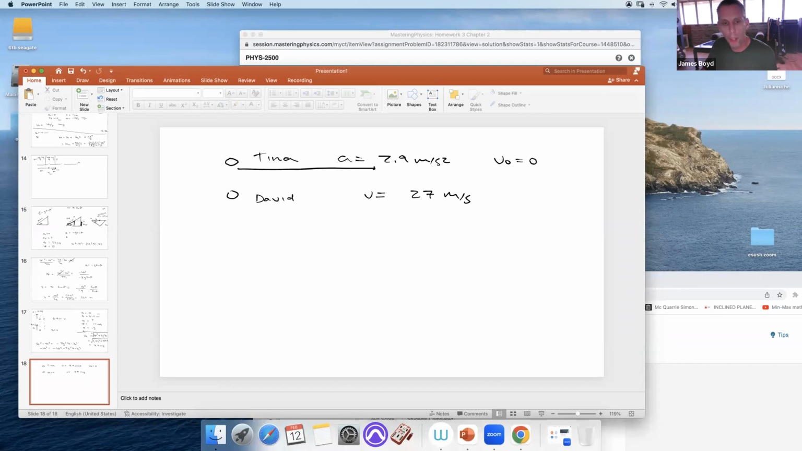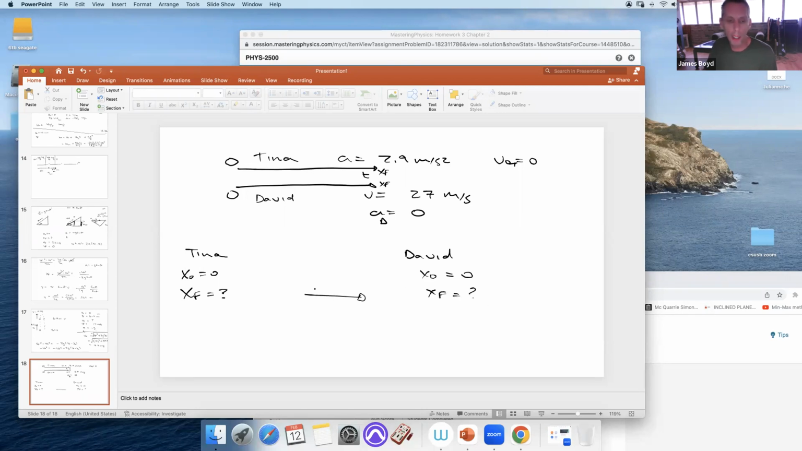So they're both going to travel a distance, because David's velocity is constant, a for David is 0. V initial for Tina is 0. But they reach the same final position in the same time. So let's write Tina's variables and David's. Tina's x initial will be 0. David's x initial will be 0. Tina's x final is unknown, but we're going to find it. And we know that these two things are the same.